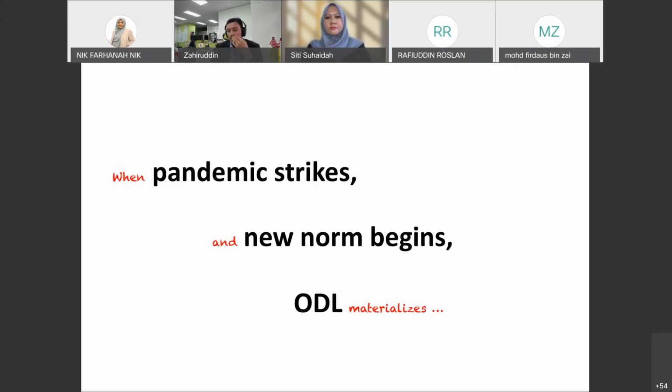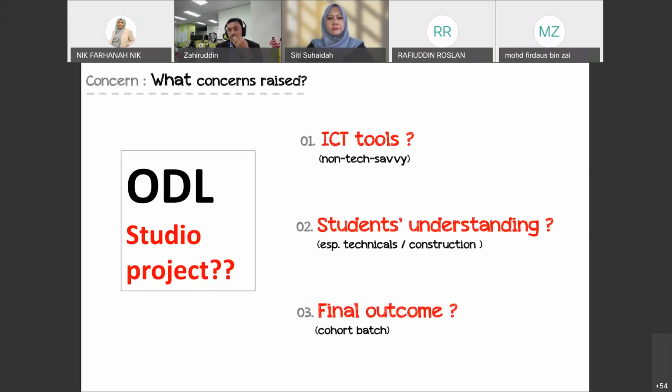Now, what concerns arose when ODL started are these 3. We had more concerns definitely, but I'm focusing on 3 of these because 2 of them are the key points in how I actually managed the studio. The first one was ICT tools. Back then, like I said earlier, I was not savvy. I'm still not a savvy tech, but I think much better now. The ICT tools concerned me very much, not only for myself and fellow tutors, but of course for the students.